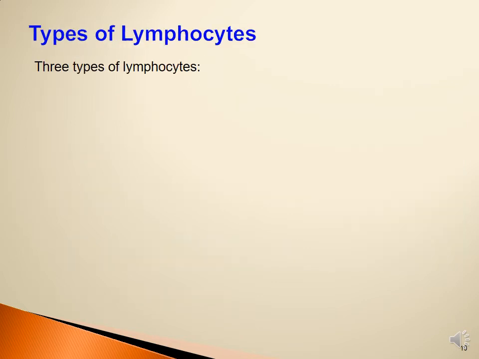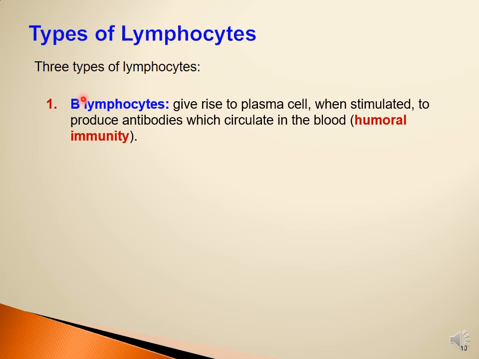What are the different types of lymphocytes? We have at least, or you should know at least, 3 different types of lymphocytes. We have the B lymphocytes. Upon stimulation, they will mature into plasma cells, and the plasma cells will release different antibodies that circulate in the blood, and they contribute to the humoral immunity or antibody-mediated immunity.